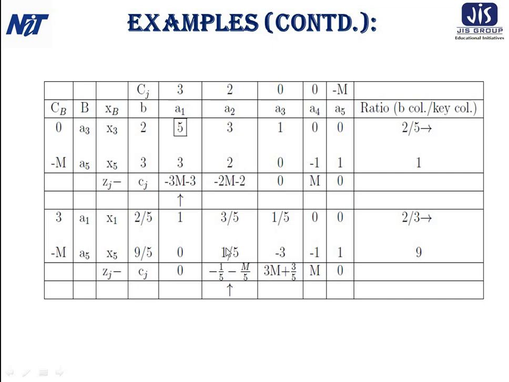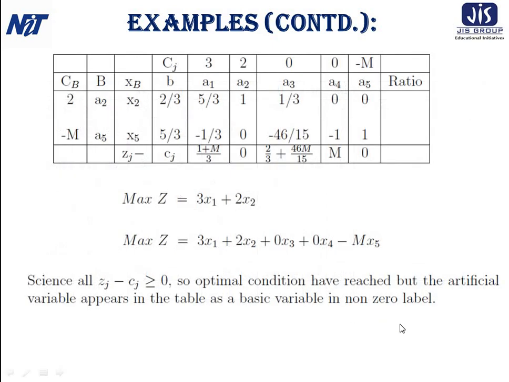Okay, now we have to find the ratio. What are the ratios? 2 by 5 divided by 3 by 5. So the element is 2 by 3, and this is 9 by 5 divided by 1 by 5, that is 9. So the minimum ratio is 2 by 3, outward direction. Corresponding row is the key row, and the corresponding variable is x1. So x1 will leave the table. In place of x1 we will put x2.